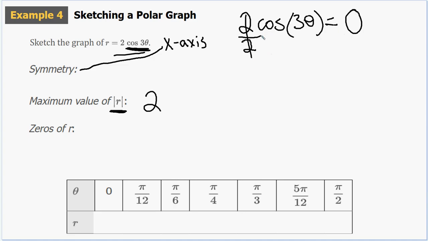And then I'd ask myself, where is cos equal to 0? Well, cos is equal to 0 at pi over 2, 3 pi over 2. And let's go one more, half trip around, 5 pi over 2.